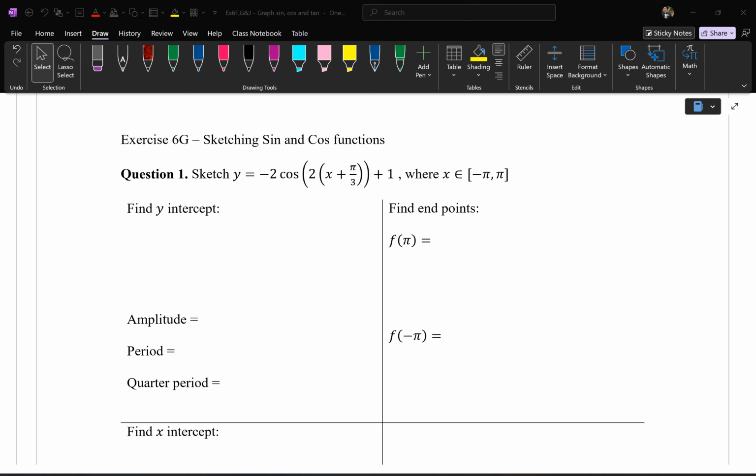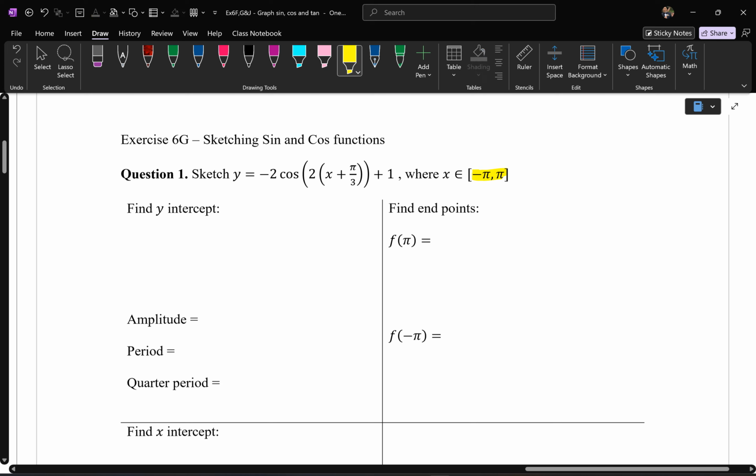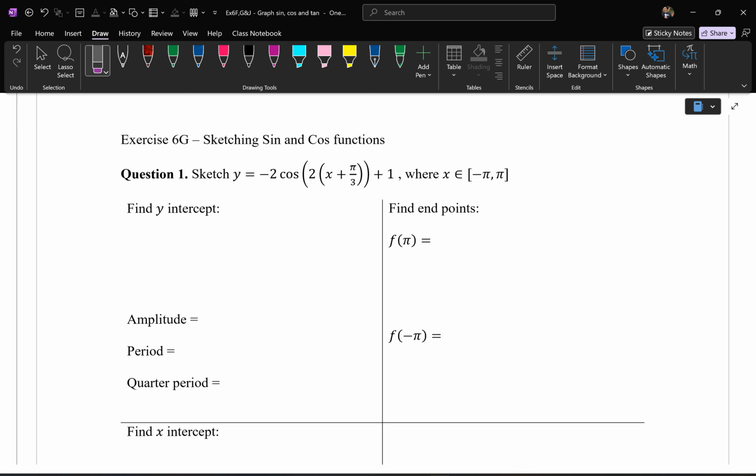6G, I just did a bit of a change of 6G question, but I added all types of transformation. There is a reflection, dilation, translation in both horizontal and vertical. And a different restricted domain, not from 0 to 2 pi, but negative pi to pi. So here we go. The things that you must have: axis intercepts. You must have endpoints. You don't have to label the maximum minimums, but endpoints and your axis intercepts are your two key marks.